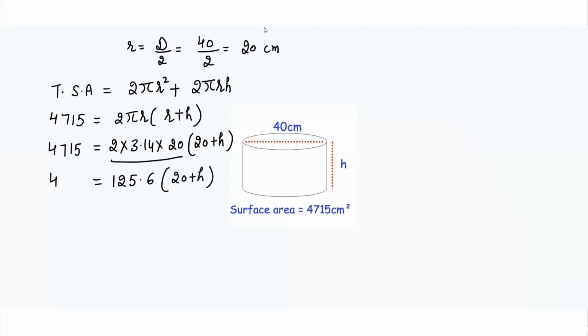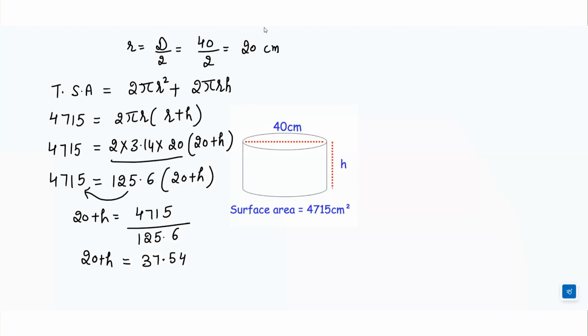So now I can take this number to this side. That means 20 plus h is equals to 4,715 divided by 125.6. When I solve it, I will get 37.54. That means 20 plus h is equals to 37.54, and h will be equals to, I will take this 20 to this side, 37.54 minus 20, and the answer is equals to 17.54 centimeters. So this is how we can find out the height if the surface area and radius are given.